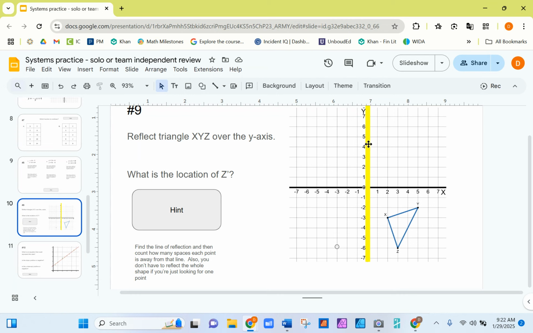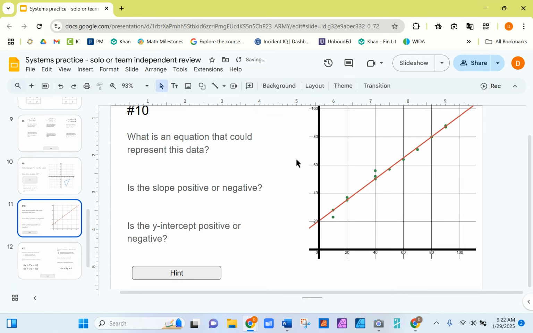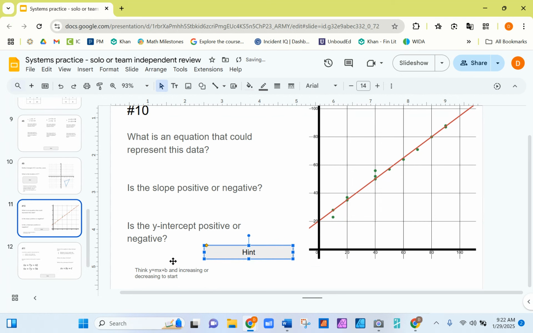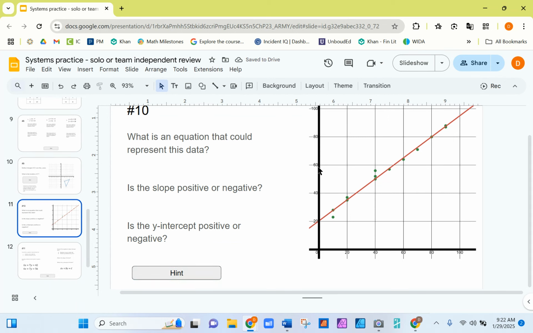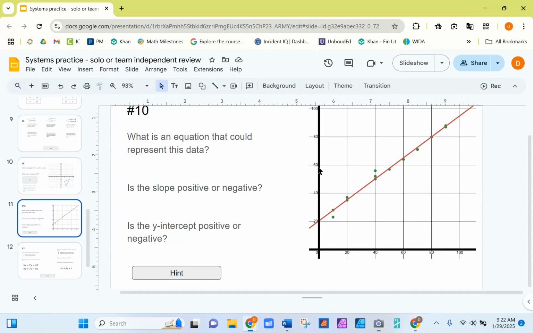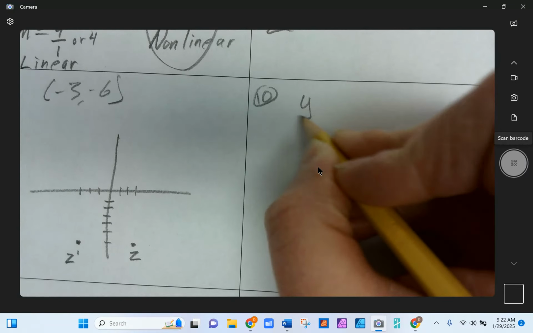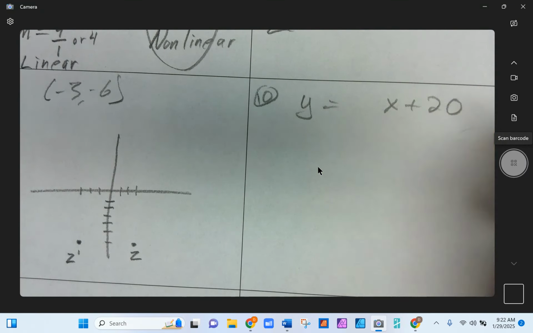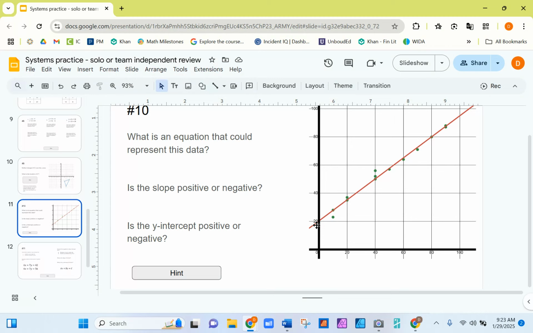Number 10. What is an equation that could represent this data? It starts at 20, that's y equals mx plus b, and is it increasing or decreasing to start, right? So it's going to be increasing, so I know the slope's going to be positive. I know it's going to start at 20. So when I write my equation, the first part is to write the equation. It's y equals something x plus 20, right?